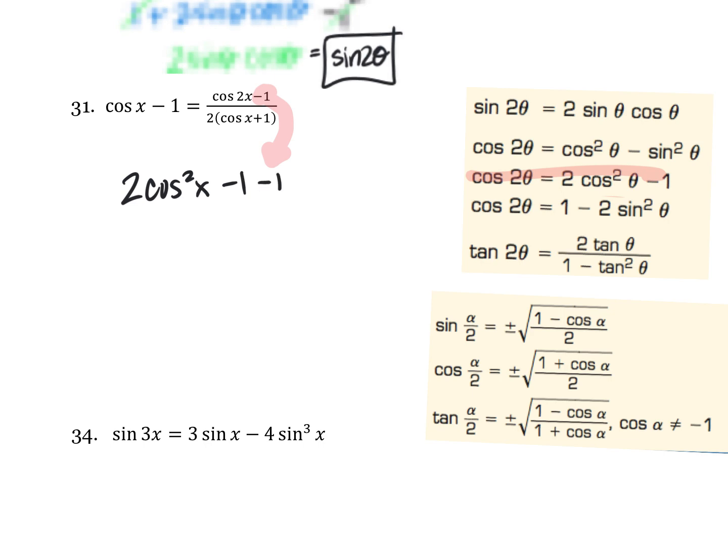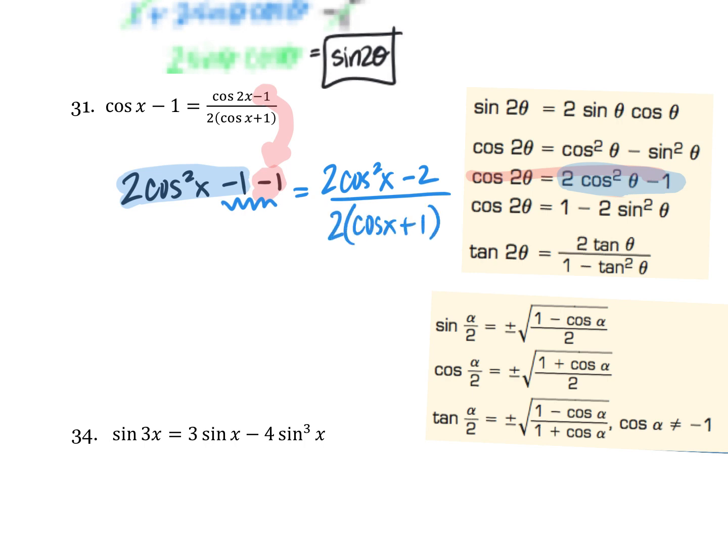We got to bring down a -1 one more time. Let's think about something real fast. Let's just worry about the top. What does the top simplify to be? 2 cosine squared minus 2 over 2 from what we started with, 2 cosine of x plus 1.